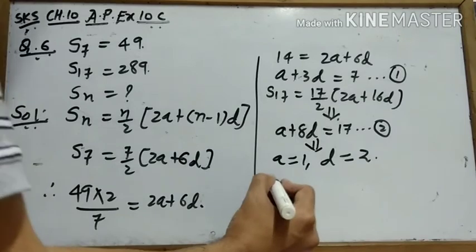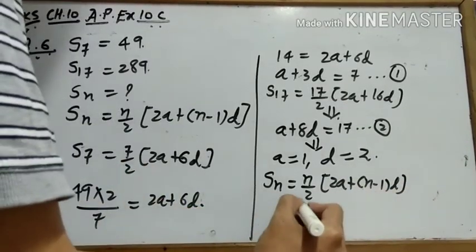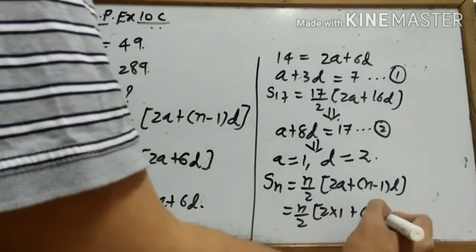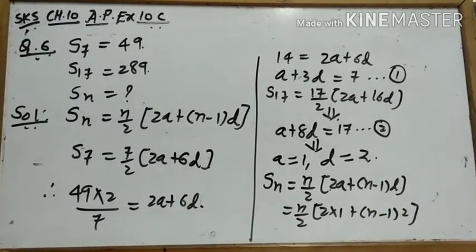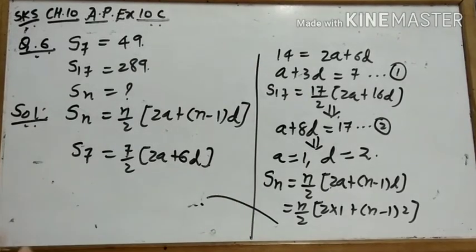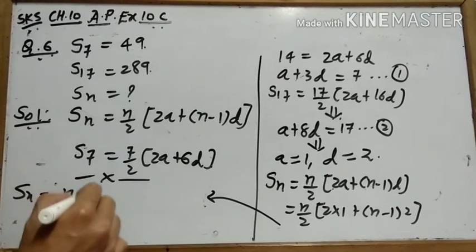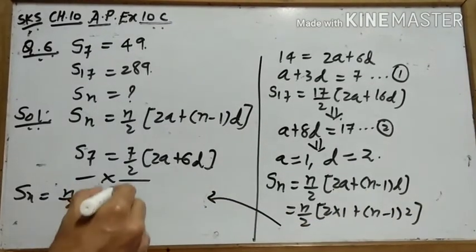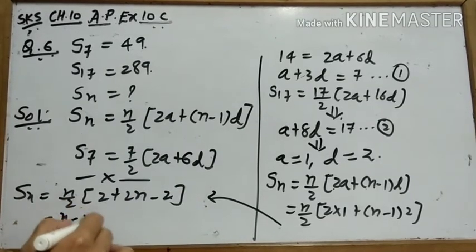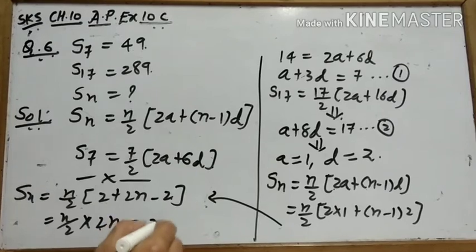We are supposed to find out Sn. Sn is given by n by 2 times (2a plus (n minus 1) d). So n by 2, 2 into 1 plus (n minus 1) into 2. We do not know the value of n, so it will remain like that only. Further, if I solve this particular part, my Sn will be n by 2, square bracket open, n into 2 will be 2n, and negative 1 into 2 will be negative 2. So I get n by 2 into (2 minus 2 becomes 0) 2n, which is equal to n square.